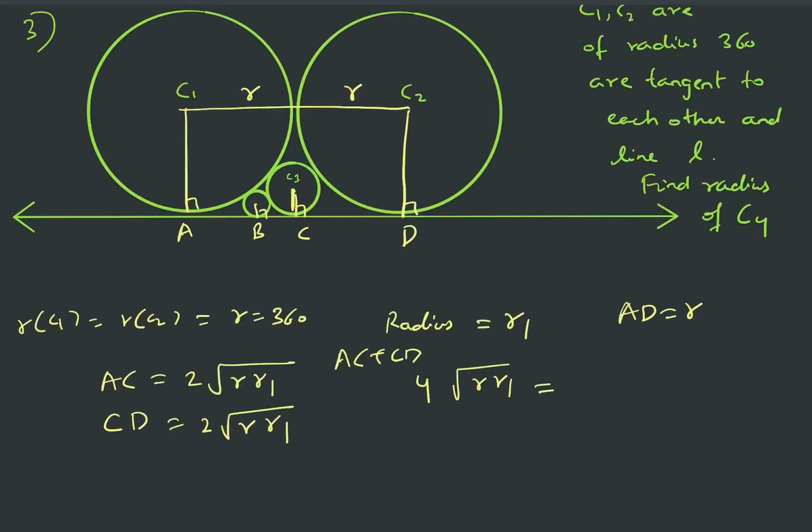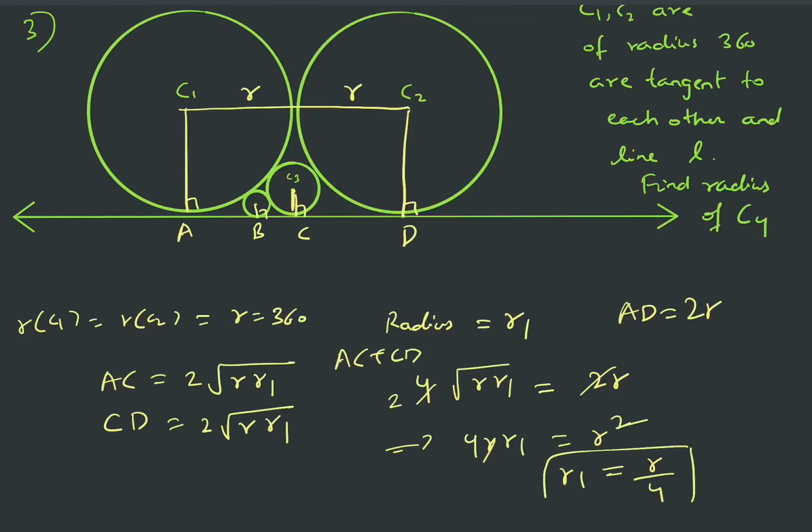That should be equal to AD, that is 2R. So AD is nothing but 2R, right? Because this is a rectangle. So AD is equal to C1 C2 is equal to 2R. Let us just square this. 4R R1 is R square. So we have got the value of R1 as R by 4.